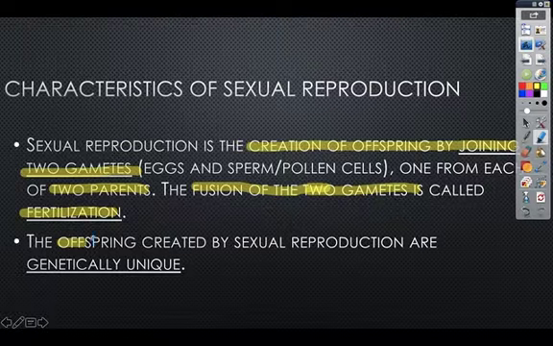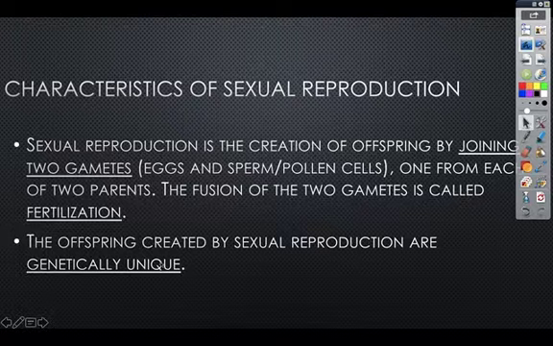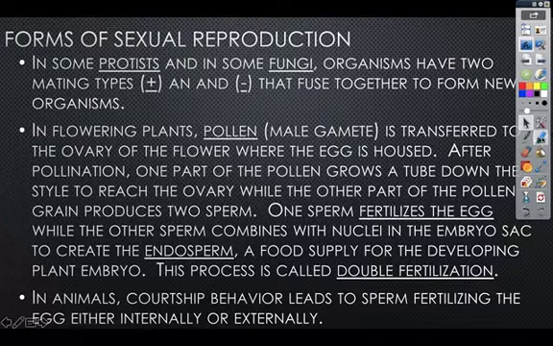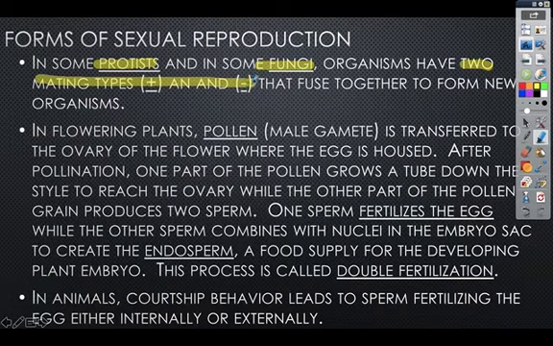Okay, now the offspring that are created are going to be genetically unique because you have DNA from two different cells coming together. And so the offspring are going to be genetically different from the parents. All right, so some different types of sexual reproduction. The first one is a real simple system. It's used by some protists and some fungi, and basically you have organisms with two different mating types, a positive and a negative mating type, and they fuse together and form a new organism.